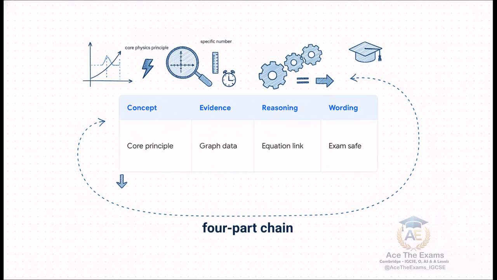Third is scientific reasoning. How does the equation or method actually connect that evidence back to your core concept? And finally, the 4th step is examiner wording. You need to wrap your answer in exam-safe phrasing and correct terminology. Stick to this 4-part chain, and you are guaranteed to hit every single method mark.